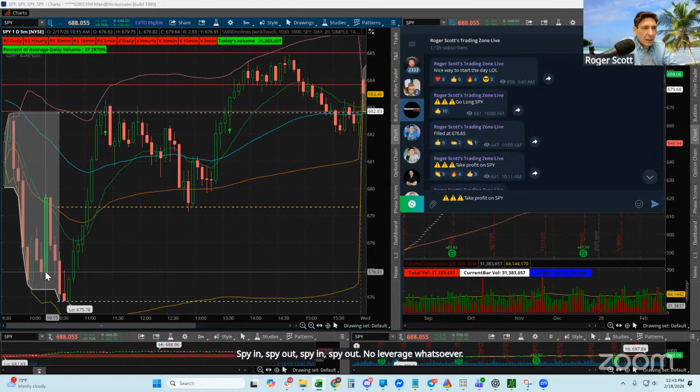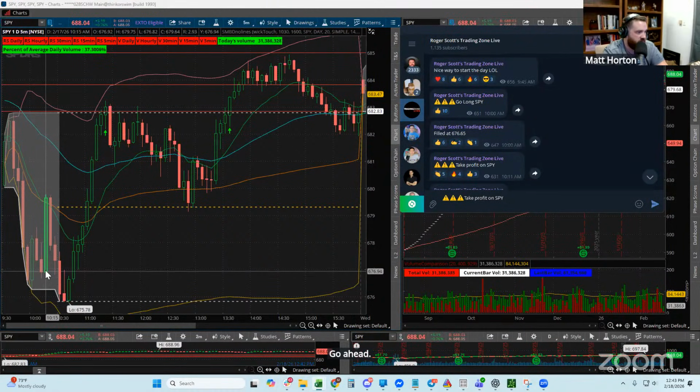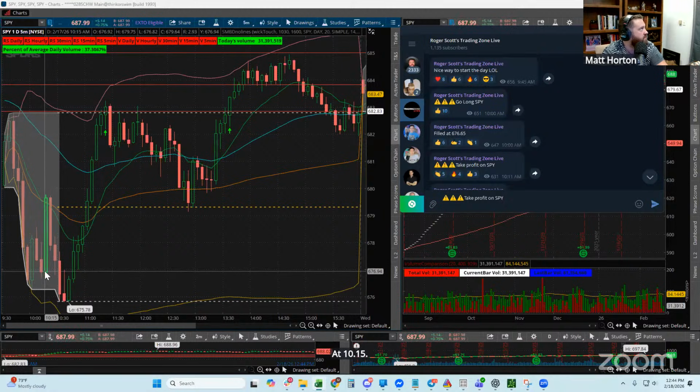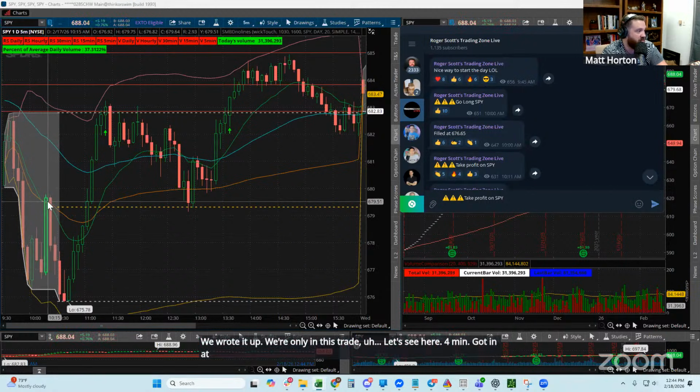Go ahead. Got in at 677.65. So we pretty much got in right back here at 10:15. We got in at the bottom of this candle. We wrote it up. We're only in this trade for 4 minutes. Got in at 10:16. We got out at 10:20. So we wrote it up to VWAP and took profit quick, fast, in a hurry.